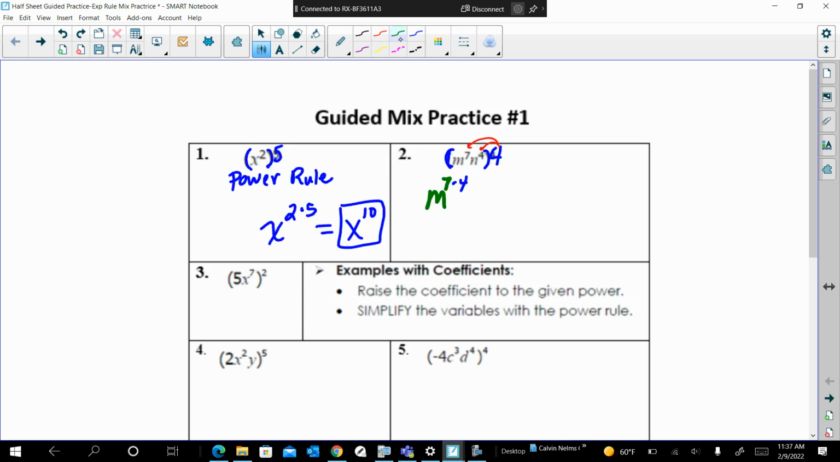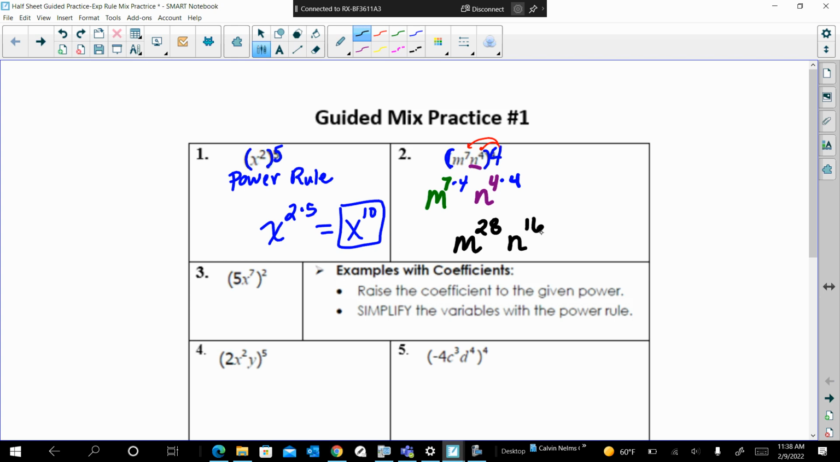Then I go to the next letter, which is the N. It had an exponent of 4. And then I'm going to multiply it times the 4. So it's like distributing the exponent to each variable. You're using the power rule on each letter. See if you get that final answer. So when you write this, this should be M to the 28th power and N to the 16th power.